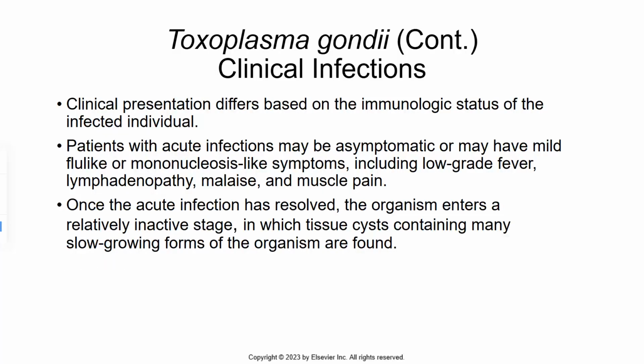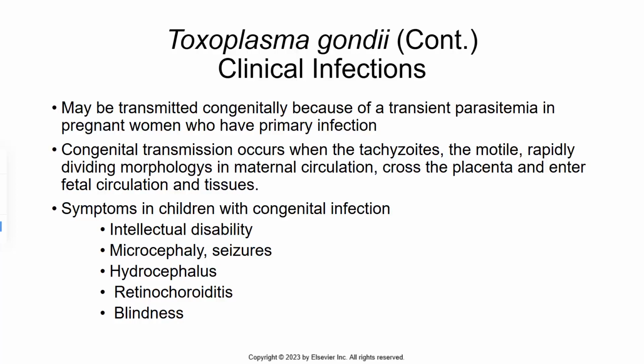So clinical presentation differs based on the immunological status of the infected individuals. Patients with acute infections may be asymptomatic or may have mild flu-like or mononucleosis-like symptoms, including low-grade fever, lymphadenopathy, malaise, and muscle pain. Once the acute infection has resolved, the organism enters a relatively inactive stage in which the tissue cysts containing many slow-growing forms of the organism are found. It may be transmitted congenitally because of transient parasitemia in pregnant women who have primary infection.